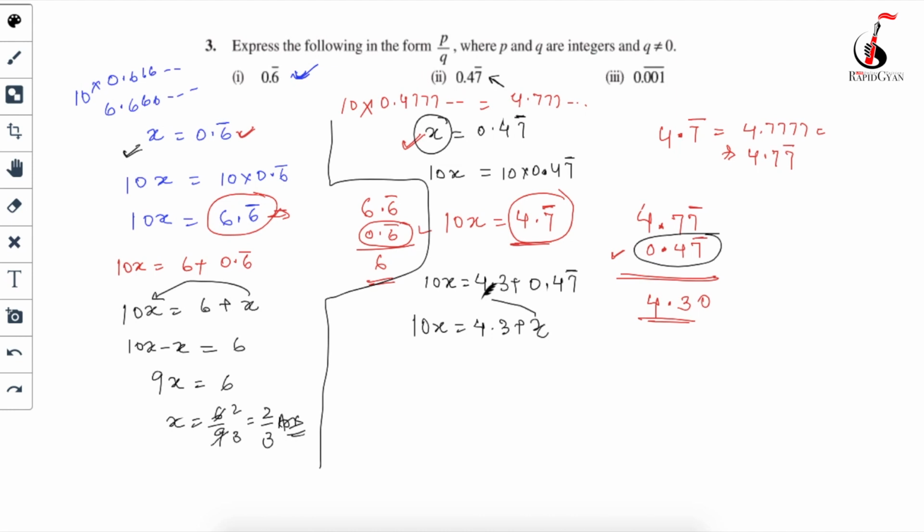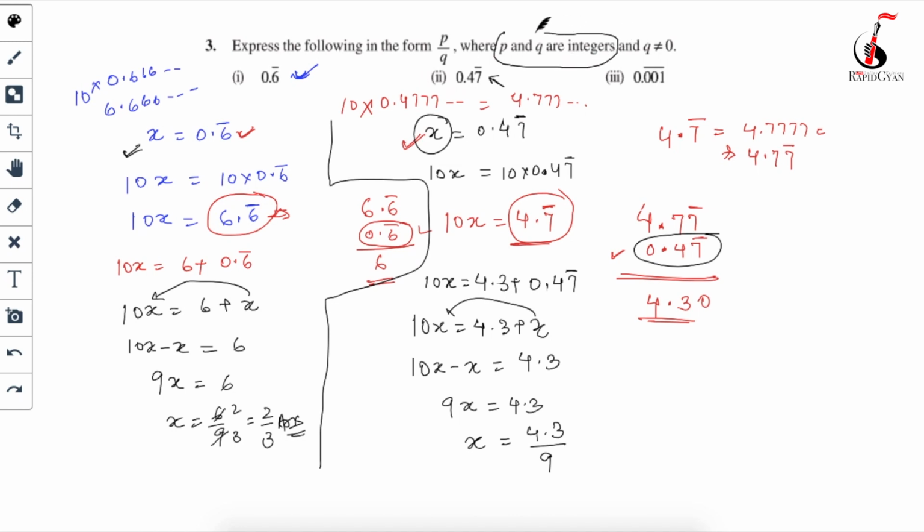Now this x will go on the left hand side. So this will give me 10x minus x is equal to 4.3. So 9x is equal to 4.3. So x will become 4.3 upon 9. So can you say that this 4.3 upon 9 is in the form of p by q? No, we cannot say, because in the form of p by q, it's clearly mentioned that p and q are integers.